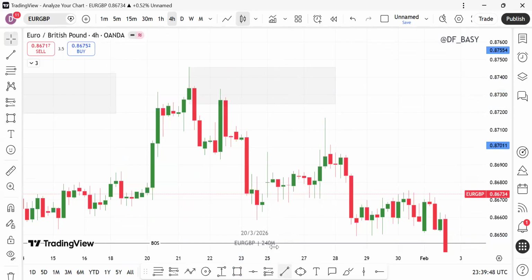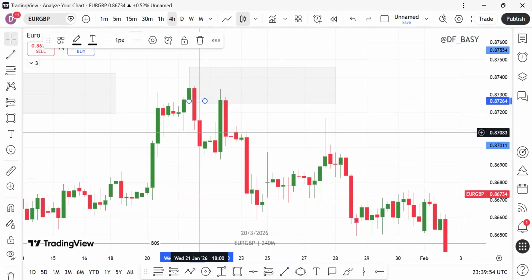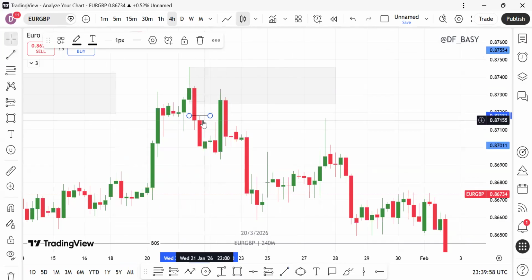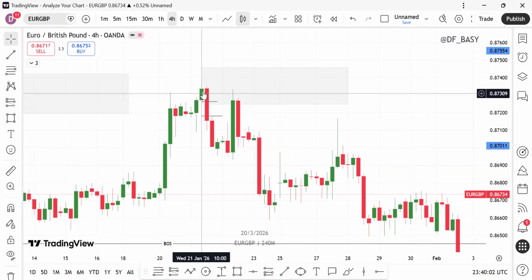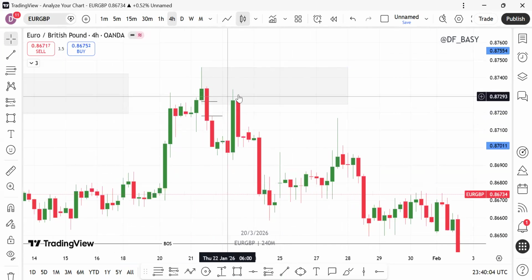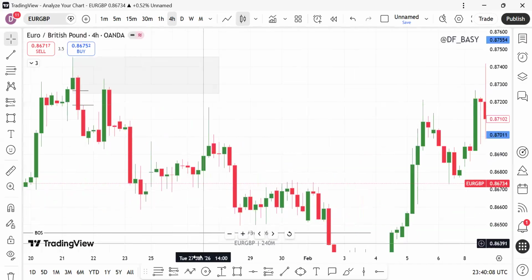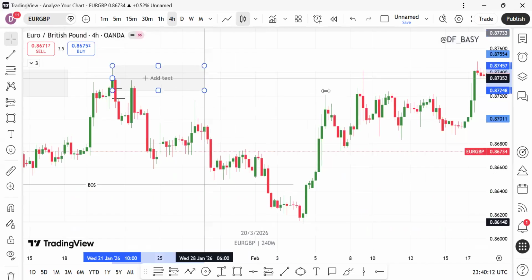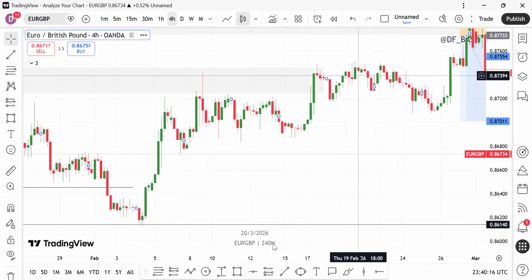We have a fair value gap. This is our fair value gap. See it here. This is it. So this is your fair value gap. But what do you see? Market tapped into the fair value gap, tapped into the block, mitigated it, dropped. So this guy is an invalid order block. And if you can see, market didn't respect it. Market broke above it, went up.